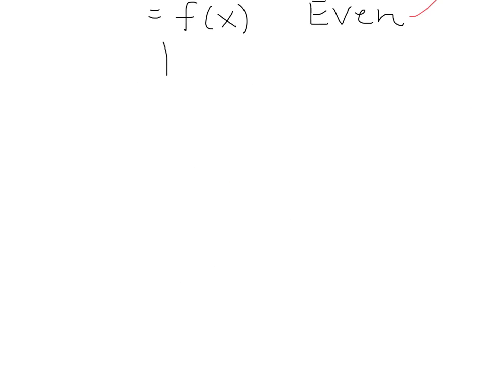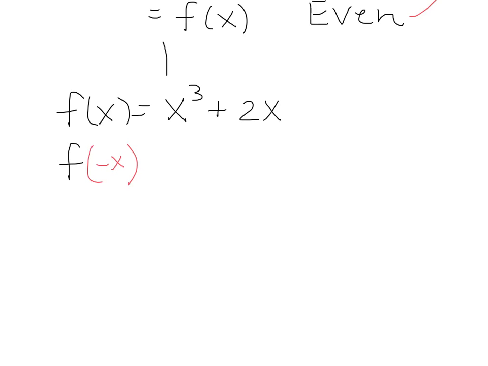Now we're going to do the same thing for a different function. This time our function will be x to the third plus 2x. And we'll take the same approach. We're going to replace the x with the opposite of x everywhere the x occurs. So we have x to the third, so we'll do the opposite of x to the third plus 2 times the opposite of x. And we'll do the same thing.